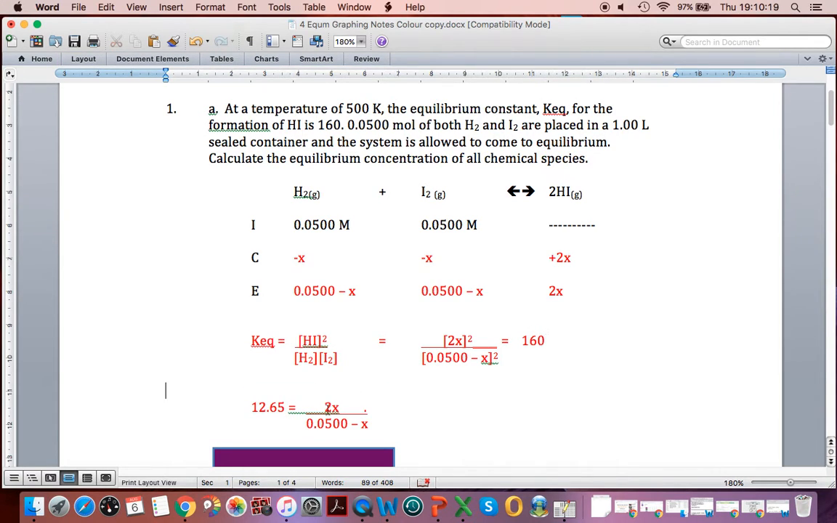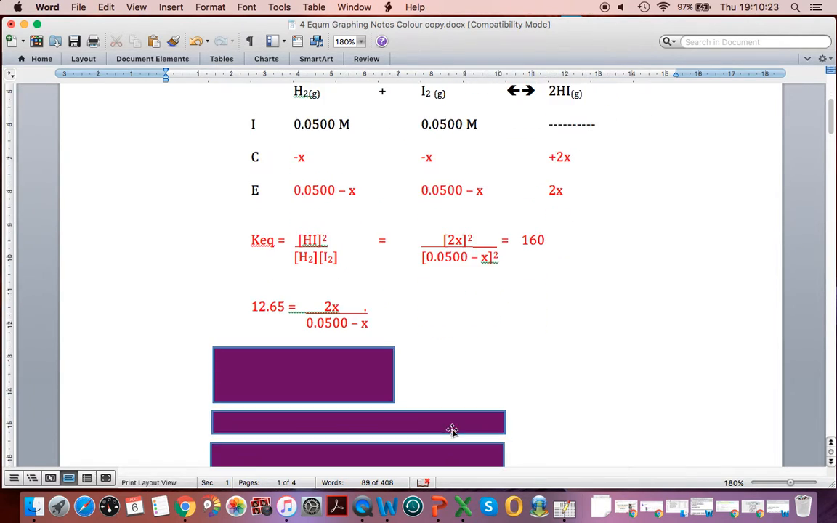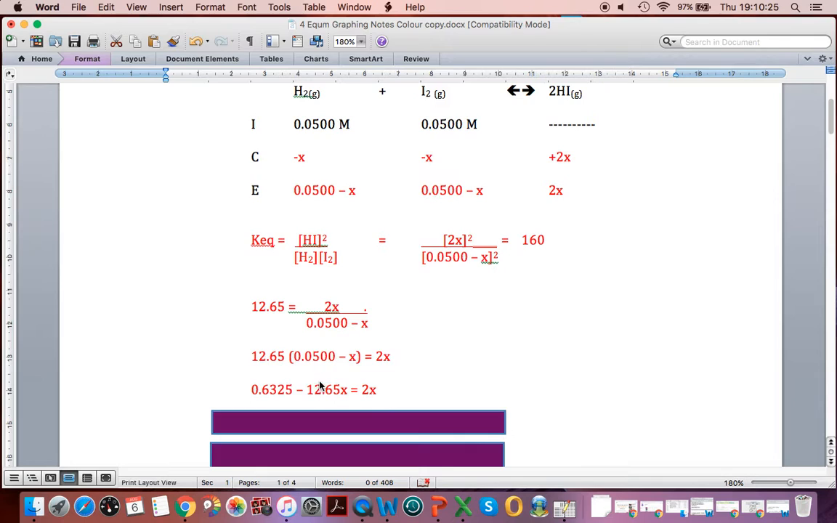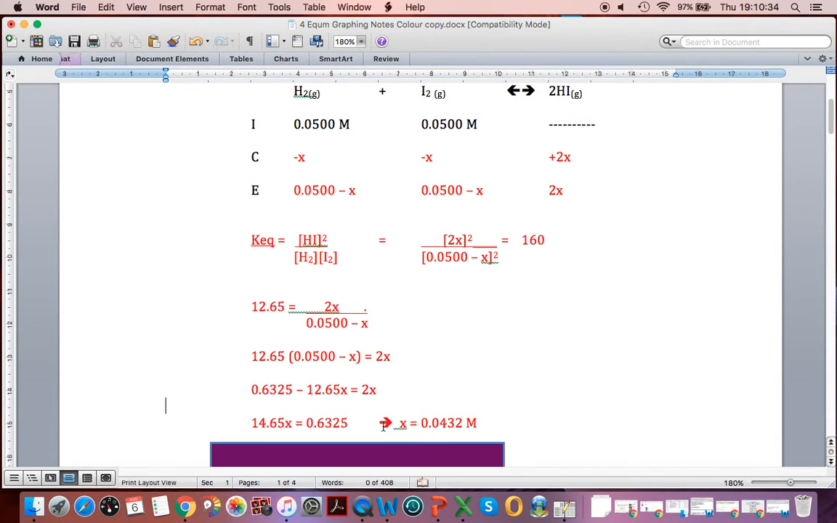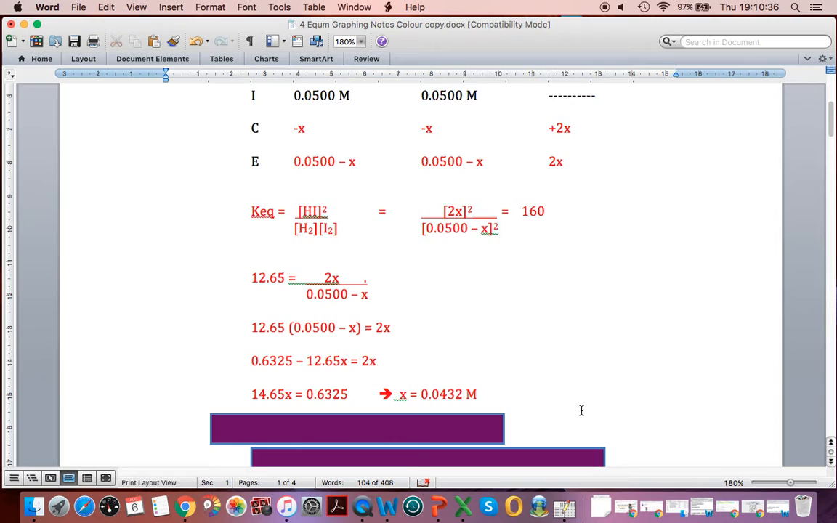So square root of 160 is 12.65, 2x, 0.05 minus x, and now we just go through the algebra, copy as you go, and boom, now we're going to multiply through, we've done that, and now we're going to solve for x, and when we get there we see x is 0.0432 molar, so that's what the H2 and the I2 will drop by, and then it'll be double that for the increase for the HI.